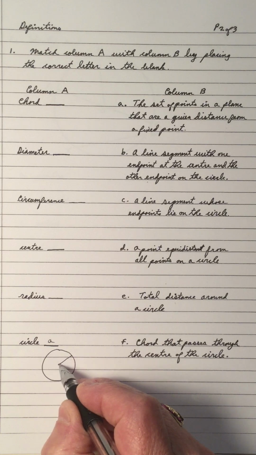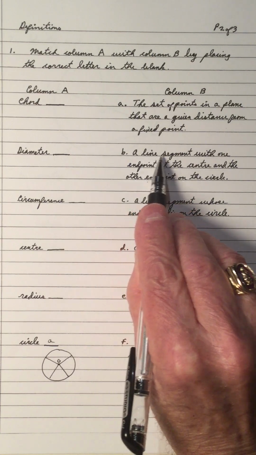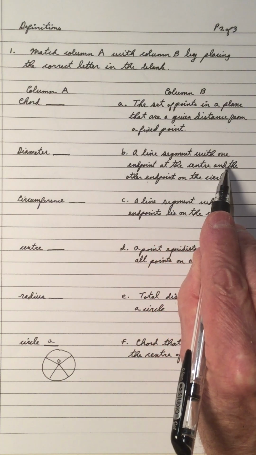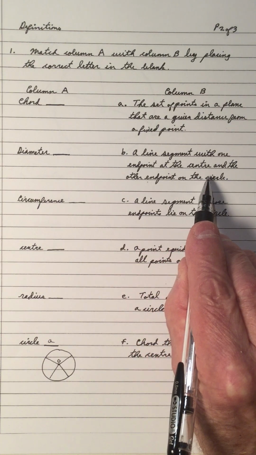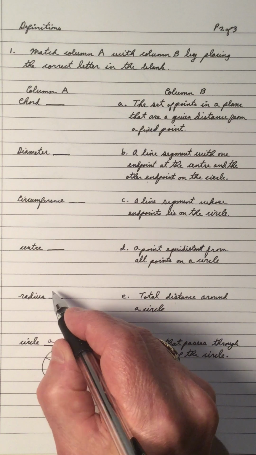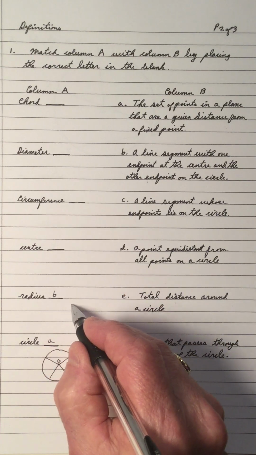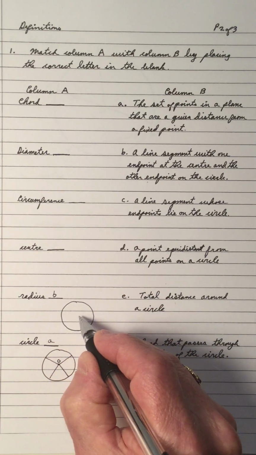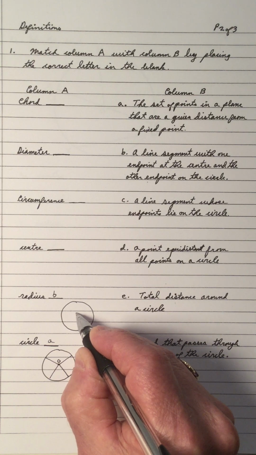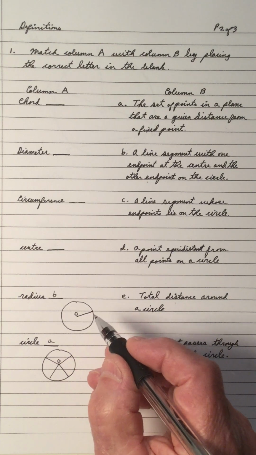So all these points over here are a fixed distance away from this center. If we call the center O, all these points on the circle are a fixed distance away. B, a line segment with one end point at the center and the other end point on the circle. So if you're at the center and you have another end point on the circle, that would be the radius. So B is the radius. Let's say O is the center, and the other end point is on the circumference, so that's the radius.